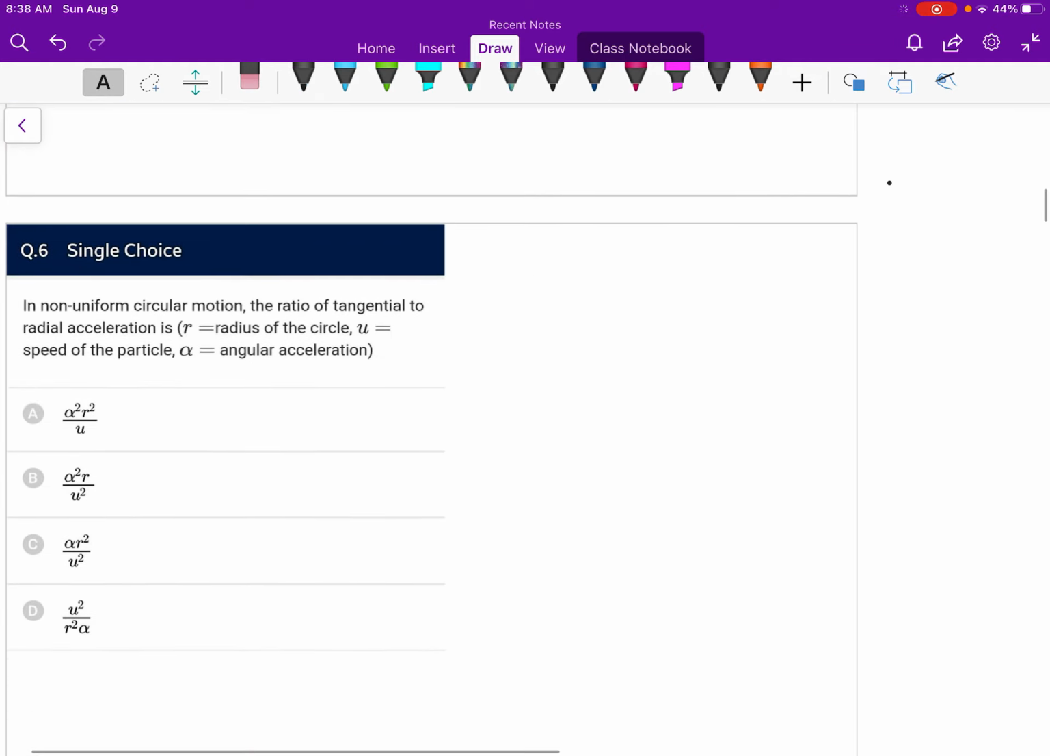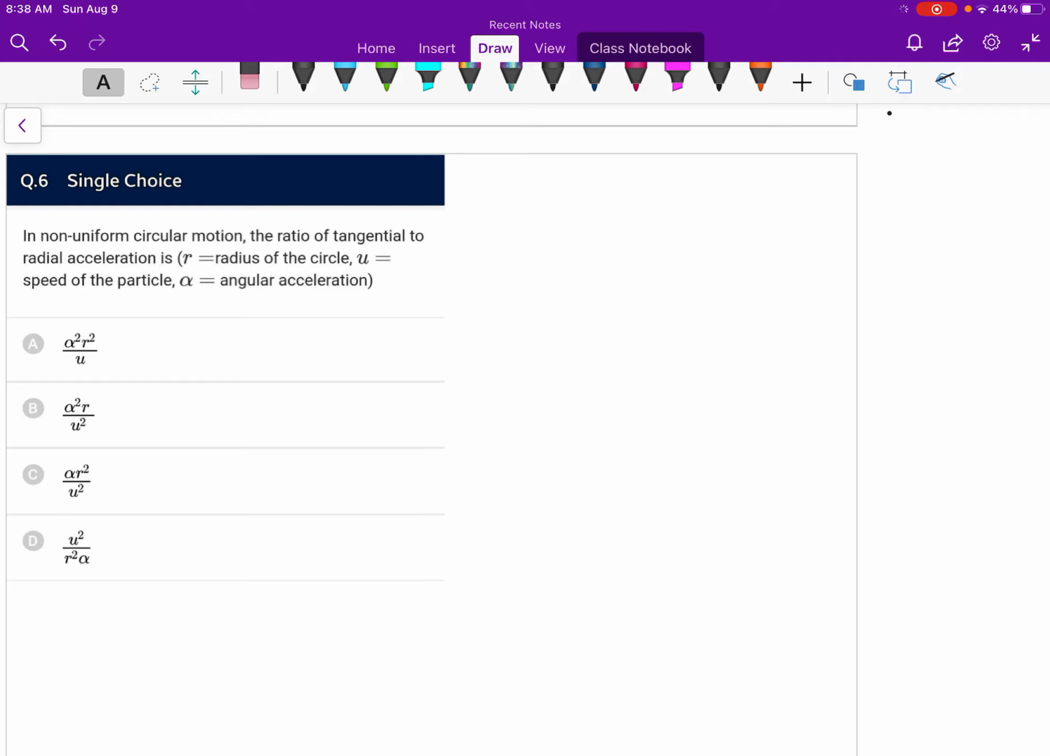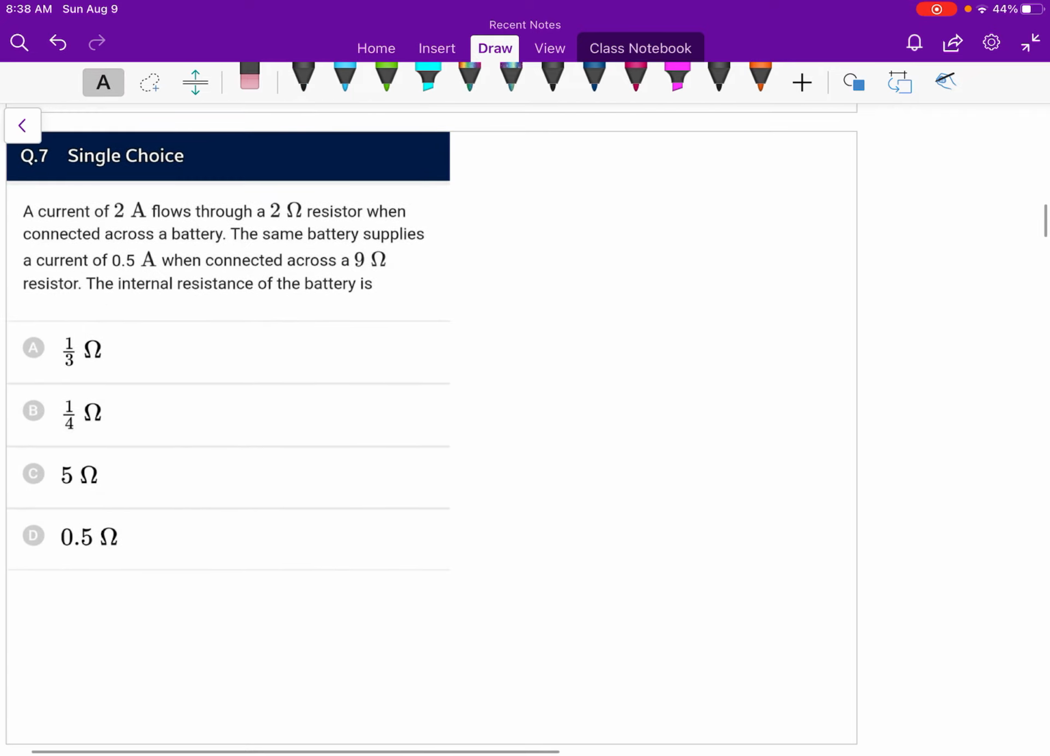Straightforward question. In a non-uniform circular motion, the ratio of tangential to radial acceleration. So tangential to radial acceleration, AT upon AR. AT is alpha r and AR is u square by r. So this is alpha r square upon u square. C is the correct option.